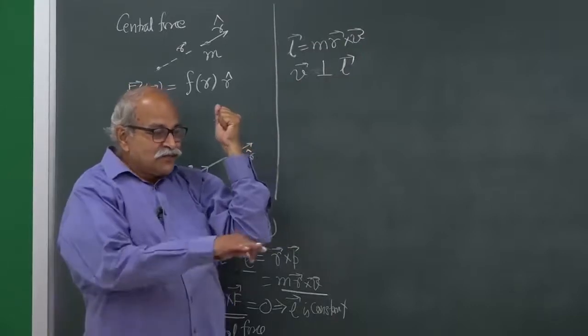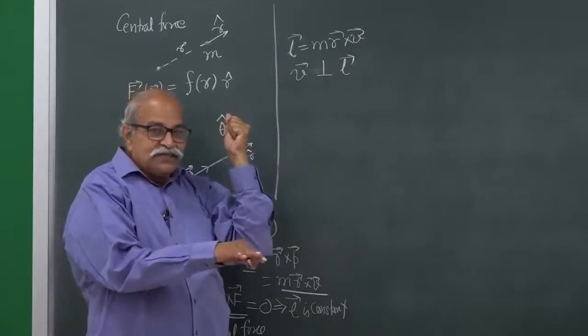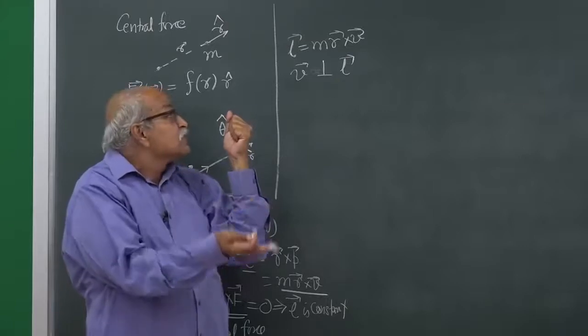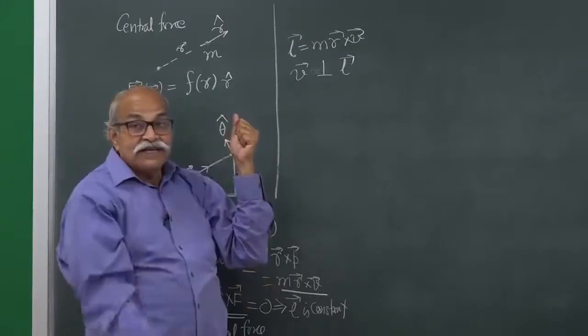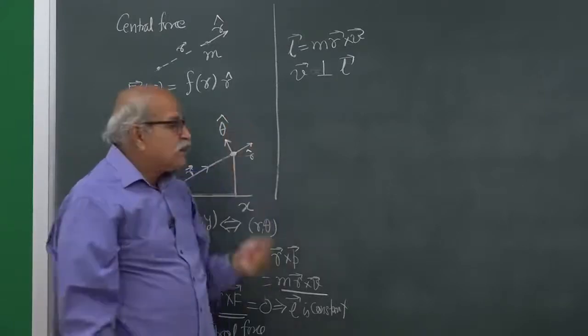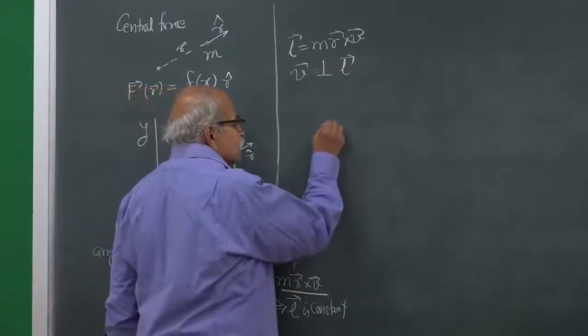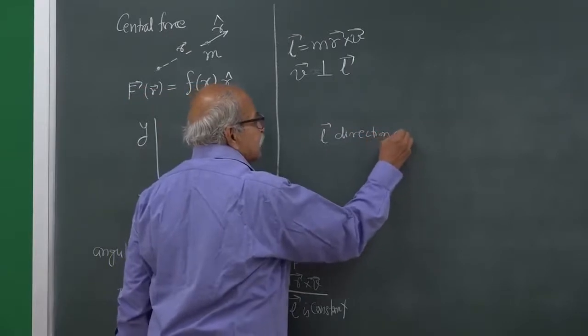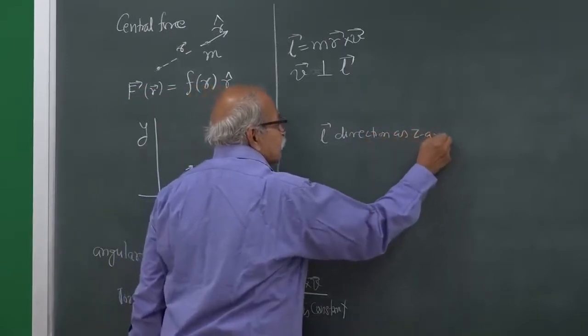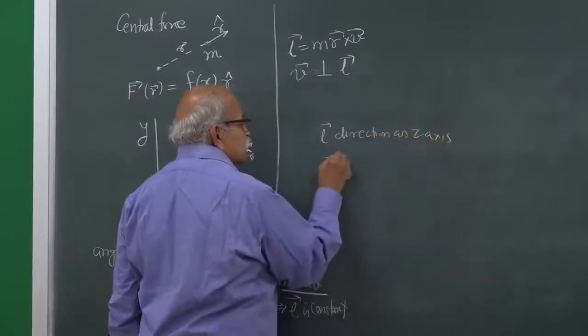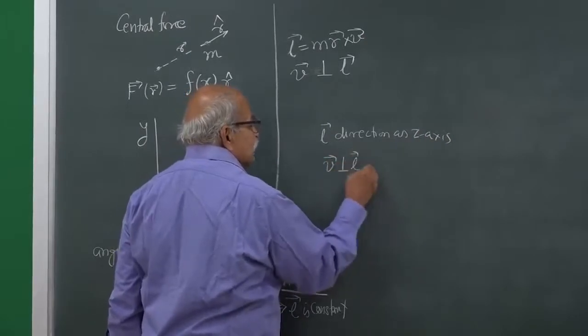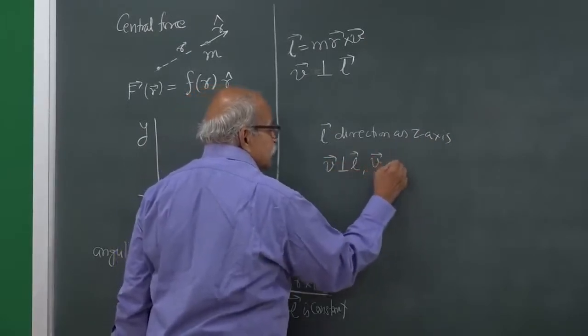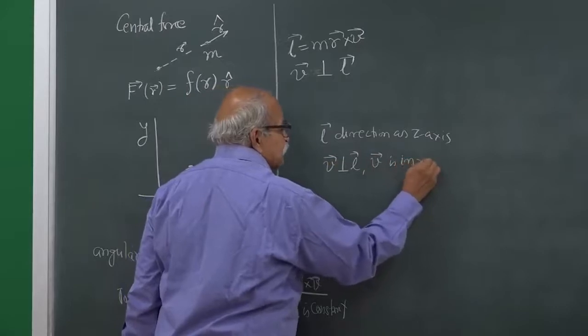So, the particle does not have any component of velocity along this L direction. If I call this L direction the z axis, v is always perpendicular to L, that means v is in the xy plane.